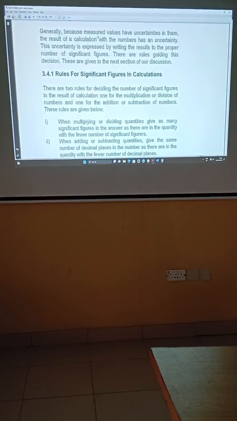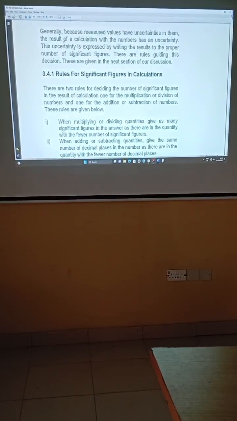Generally, because measured values have uncertainties in them, the result of a calculation with the numbers has an uncertainty. This uncertainty is expressed by writing the results to the proper number of significant figures. There are rules guiding this decision. These are given in the next section of our discussion. Right? I think we have just 10 minutes left for this particular lesson series.